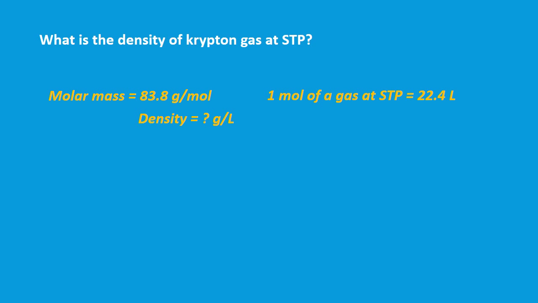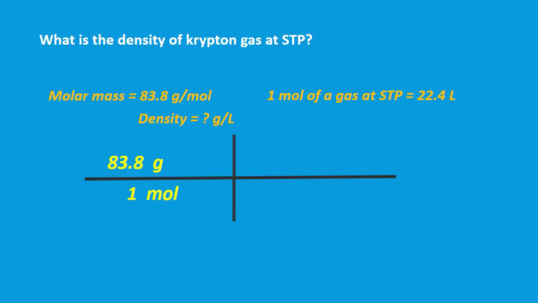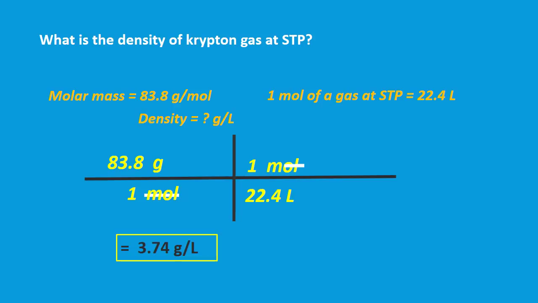We know the relationship between 1 mole of a gas and its volume at STP. That's 22.4 liters per mole. So we already have its molar volume. We want to find the density. So we take the molar mass and we multiply by the conversion factor of 1 mole per 22.4 liters. Our moles will cancel, and that leaves us with 83.8 divided by 22.4 liters. So that gives us grams per liter, which is a unit of density. And that gives us 3.74 grams per liter.